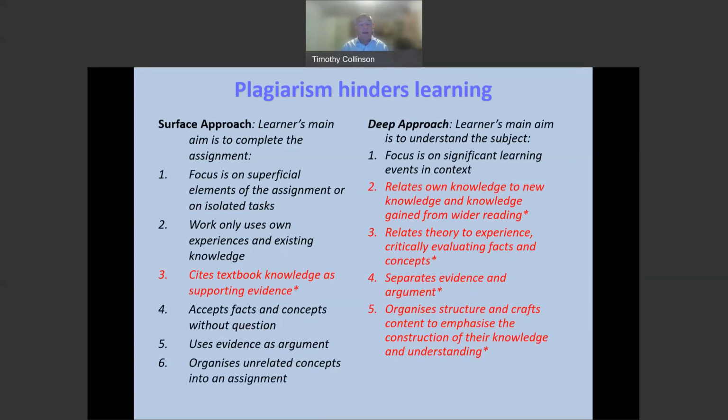Now, it doesn't particularly matter if you're just taking a surface approach where you're just trying to get through the assignment and get on with the next thing. Even there, as you can see in the red there, citing textbook knowledge as supporting evidence can help your learning. But if you're taking that deep approach where your aim is really to understand the subject, you can see a whole slew of red things there, which actually really do support your learning, or in reverse, plagiarism will actually hinder your learning.